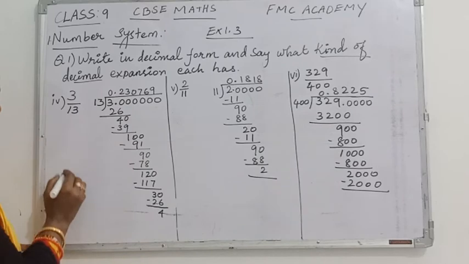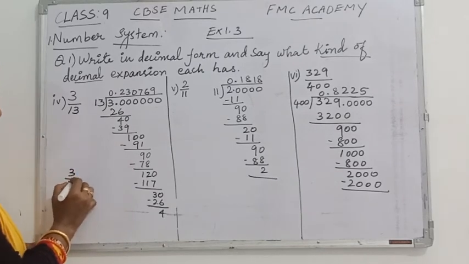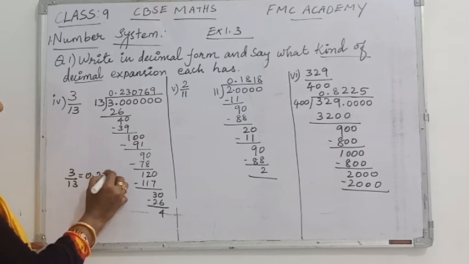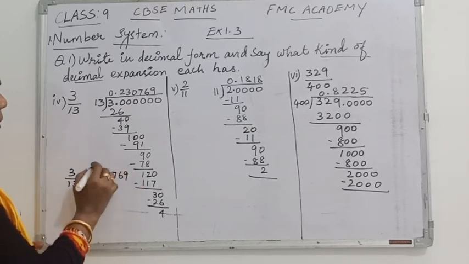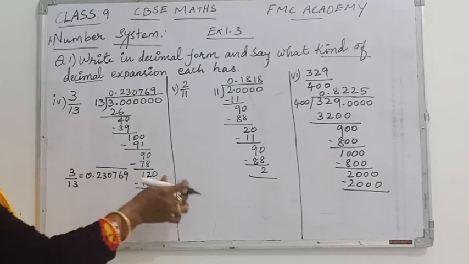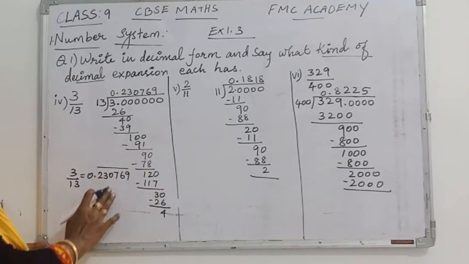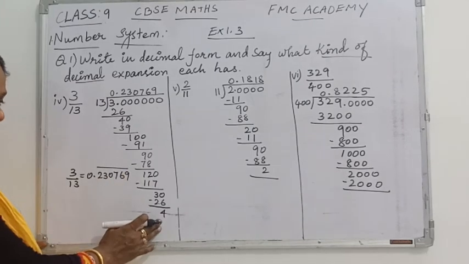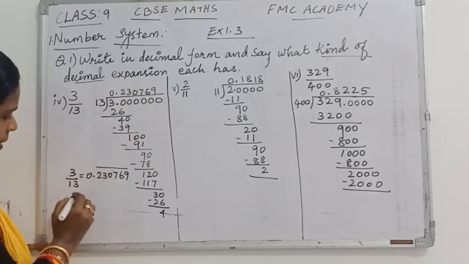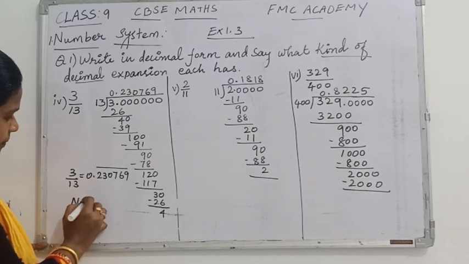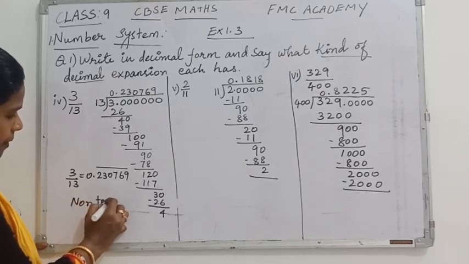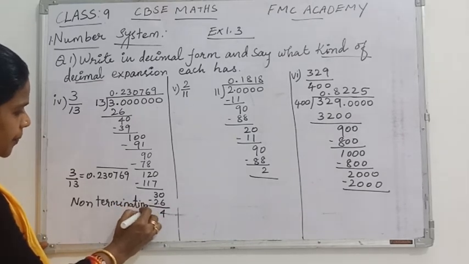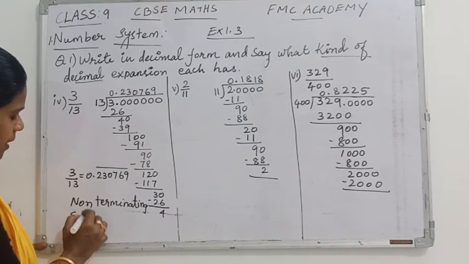So what you can write? 3 by 13 is equal to 0.230769 bar, which means the same set will be repeated again. So what kind of decimal is it? It is non-terminating as well as repeating. Okay, non-terminating and repeating decimal.